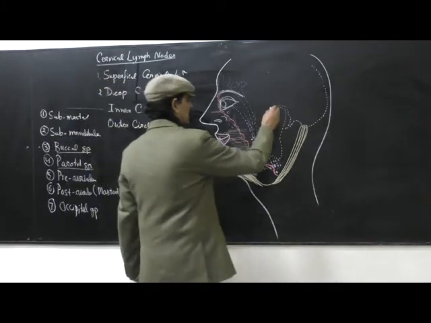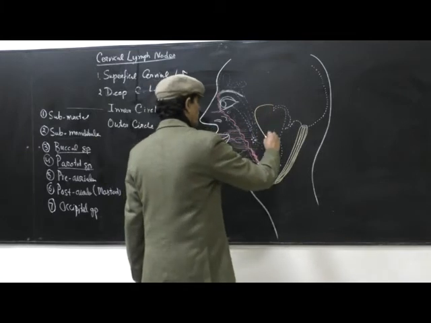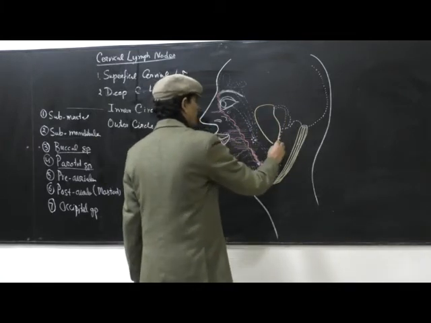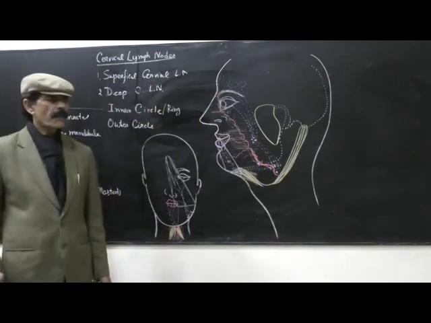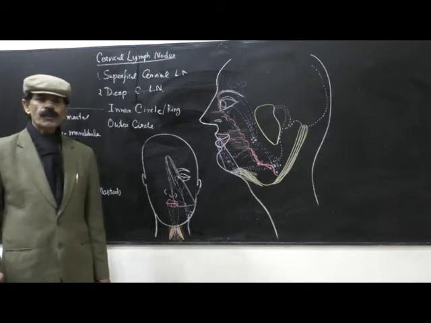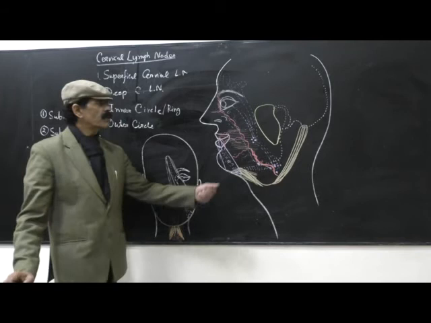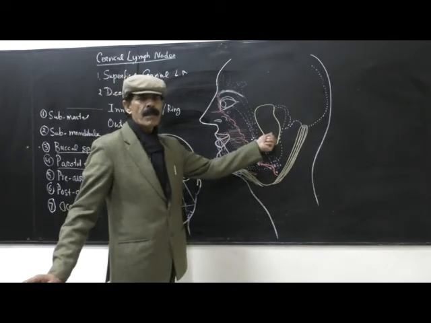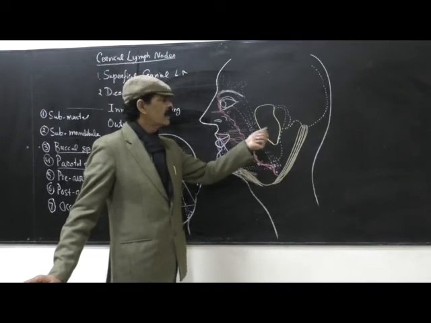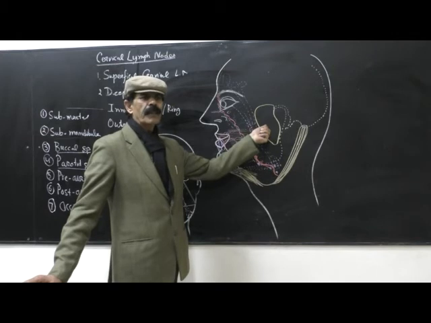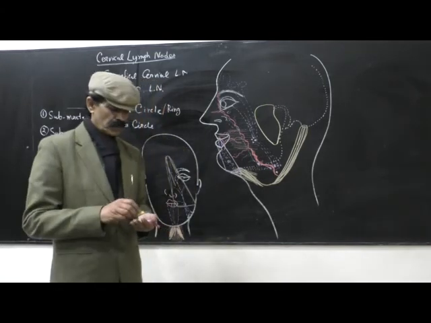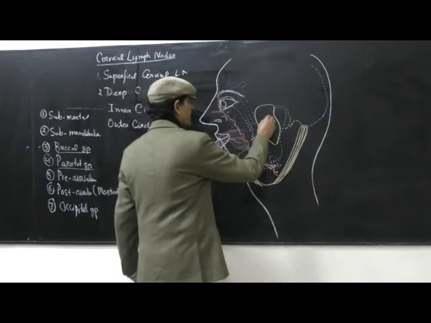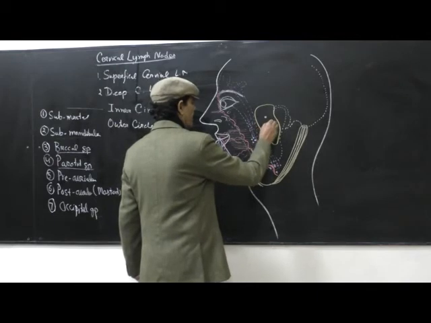The next group is the parotid group. As it is named, the parotid group lies in relation to the parotid gland. There are 1 or 2 or 3 lymph nodes in number. The superficial lymph nodes lie on the superficial surface of the parotid gland in the superficial fascia, while the deep parotid group lies deeply embedded in the tissue of the parotid gland.